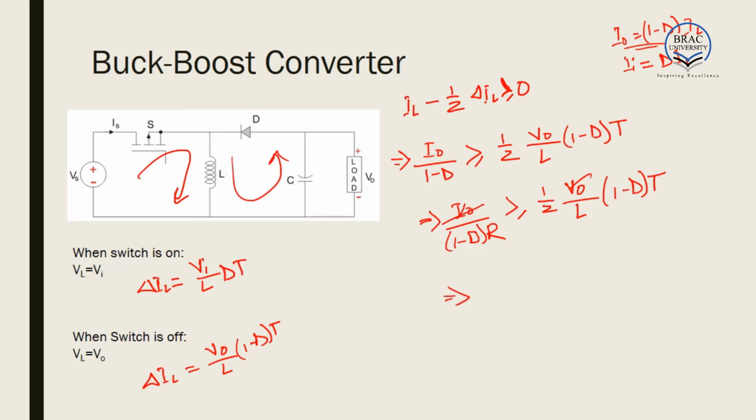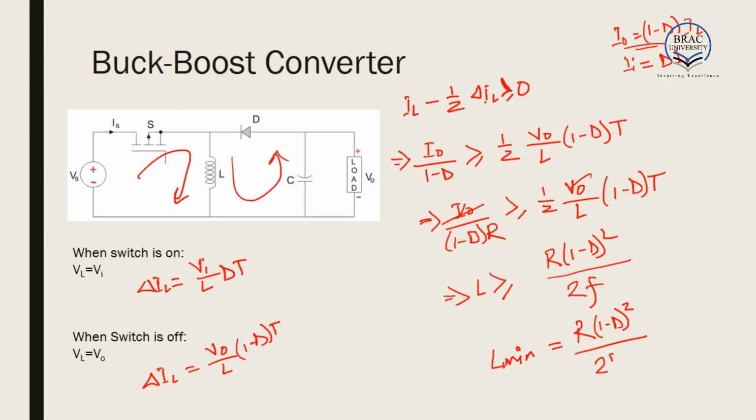From this we get L is greater than or equal to R (1 minus D) squared. This T we put as 1 by F. R into (1 minus D) squared divided by twice F, where F is the switching frequency. So we get L min equal to R (1 minus D) whole square divided by twice F. So here we have determined the expression for the buck boost converter, the expression for designing this inductor.